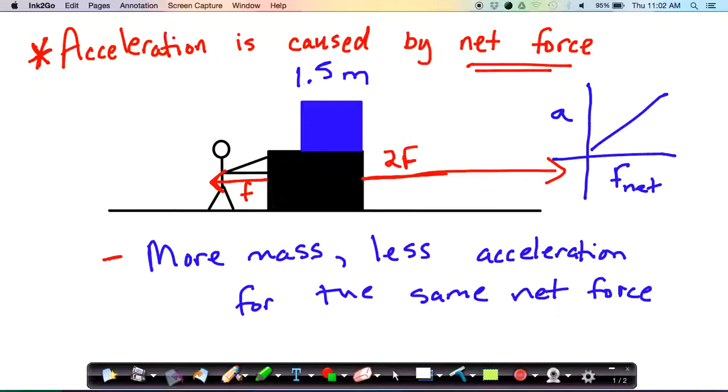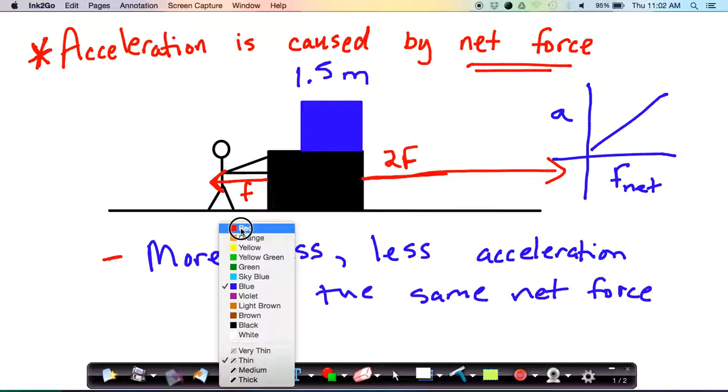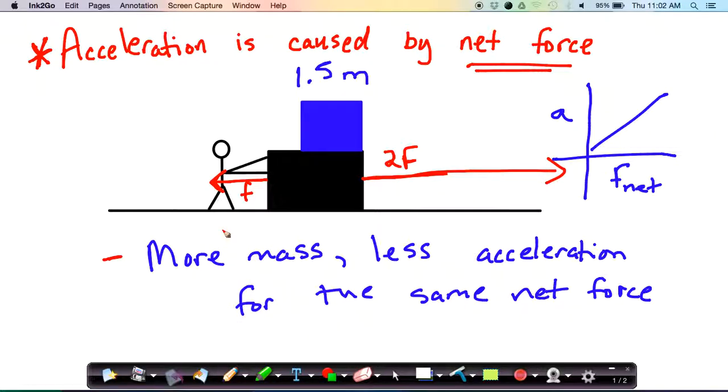So, in terms of mathematical relationships, mass goes up, acceleration goes down. We call this an inverse relationship, or inversely proportional.